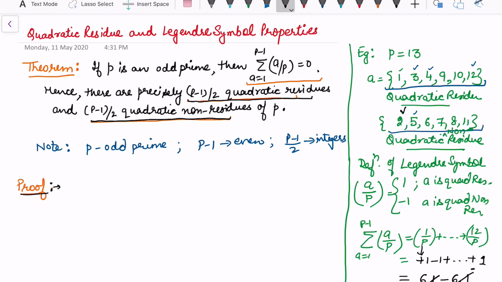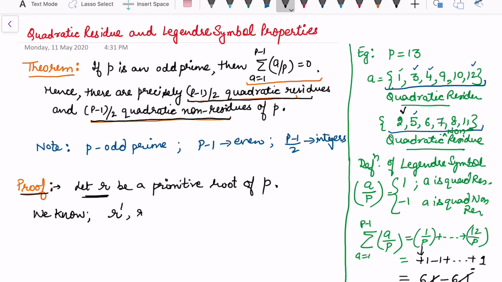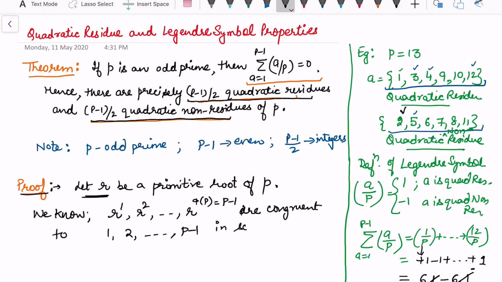Now we prove this theorem, and for the proof let me consider a primitive root. So let R be a primitive root of P. We know that for every prime there exists a primitive root, so we can always consider a primitive root for P. And we have seen in my last video, I have added the link in the description box, if you consider the powers R^1, R^2 up till R to the power phi(P), and in this case this value is P minus 1, these quantities are congruent to the integers 1, 2 up till P minus 1 in some order, of course modulo P.